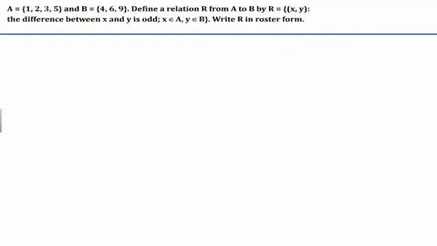In this question, a set A is given as 1, 2, 3, 5 and set B is given as 4, 6, 9. You have to define a relation R from A to B by R is equal to (x, y) such that the difference between x and y is odd and x belongs to A and y belongs to B. You have to write R in the roster form. Let us proceed with the solution of this question.